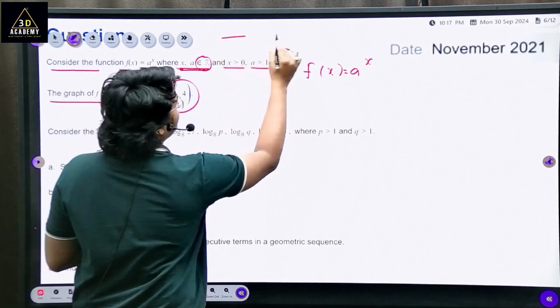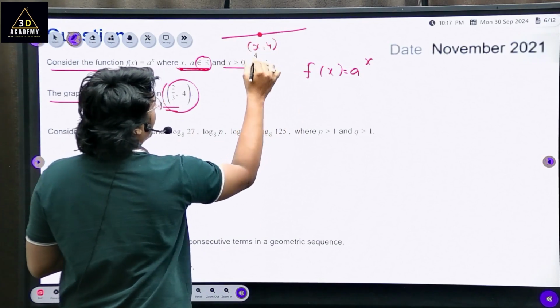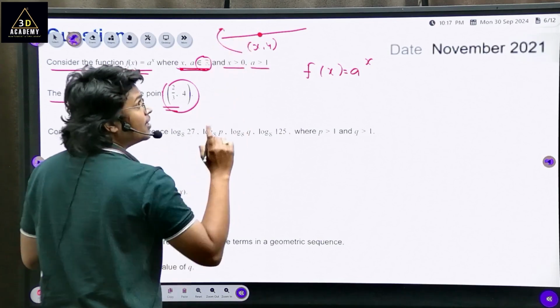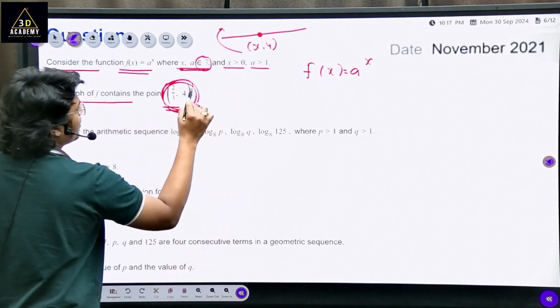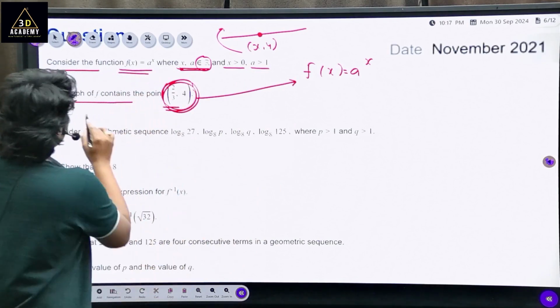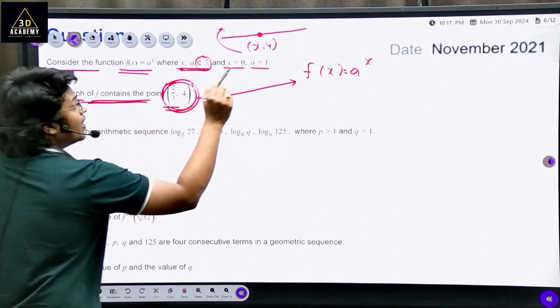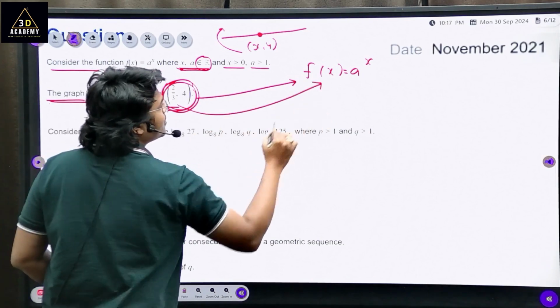It means, let's say it is a straight line and here is the point. Whatever the coordinates of this point, they satisfy the equation of the line. Same way, whatever the point is given, it is satisfying the given function. That is what the question is saying: the graph of f contains the point. So this coordinate will satisfy this equation.